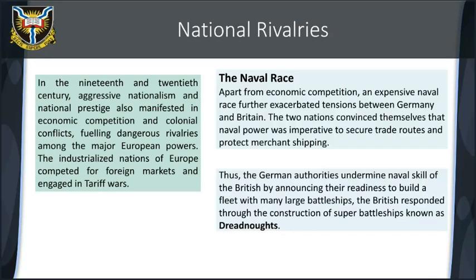Apart from economic competition, an expensive naval race further exacerbated tensions between Germany and Britain. The two nations convinced themselves that naval power was imperative to secure trade routes and protect merchant shipping. Thus, the German authorities undermined the naval skill of the British by announcing their readiness to build a fleet with many large battleships. The British responded through the construction of super battleships known as dreadnoughts.